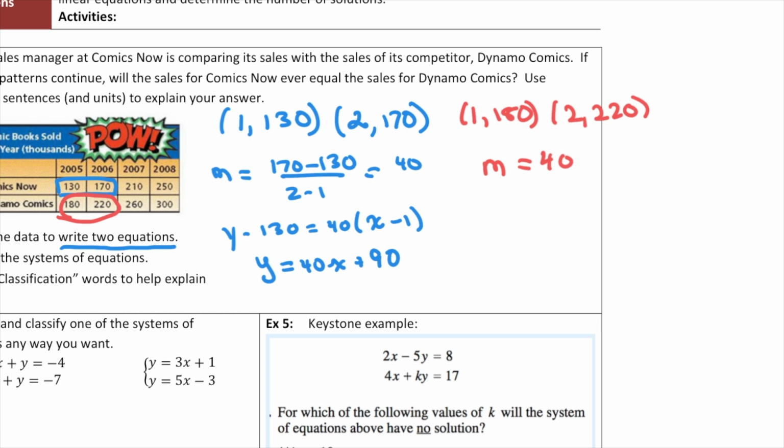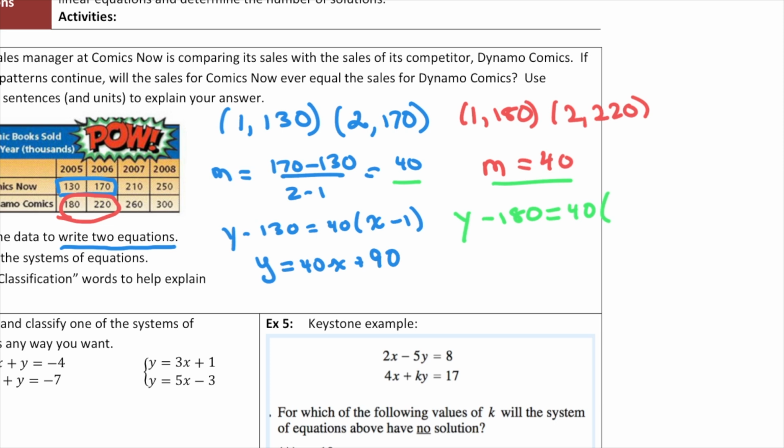I could actually stop right now, because if your slope is 40 for both equations, well, maybe I shouldn't stop. One of two things is going to happen. They're either going to be parallel lines, or the lines are going to be on top of each other.